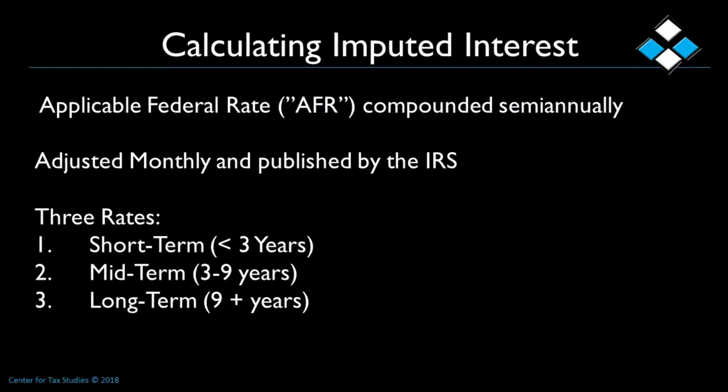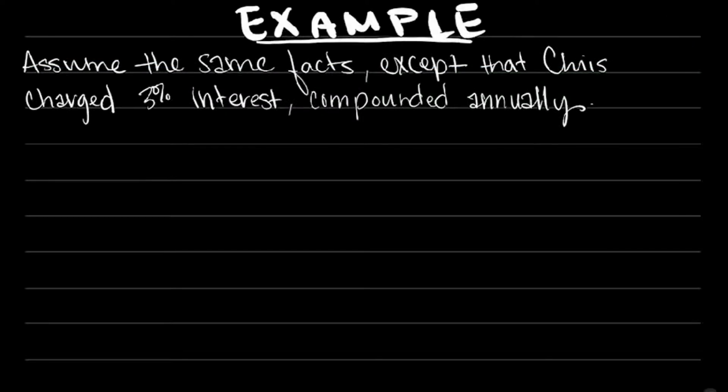The applicable federal rate is compounded semi-annually, adjusted monthly, and published by the IRS. We've got three different rates: short-term, mid-term, and long-term. Less than 3 years, 3 to 9 years, and 9 or more years. So now let's go to an example.